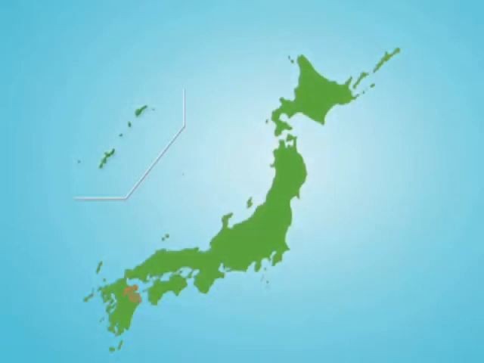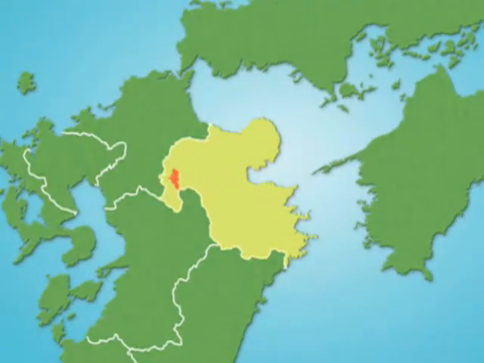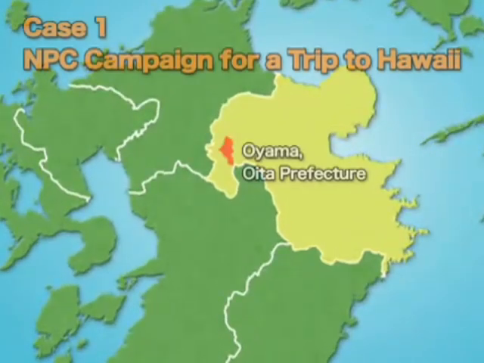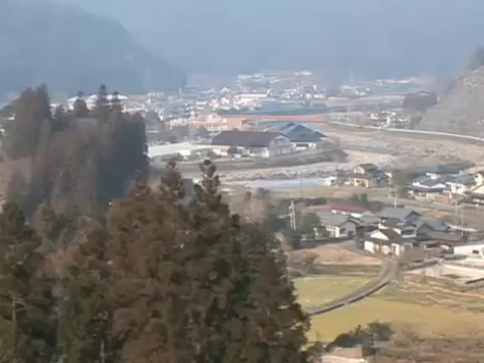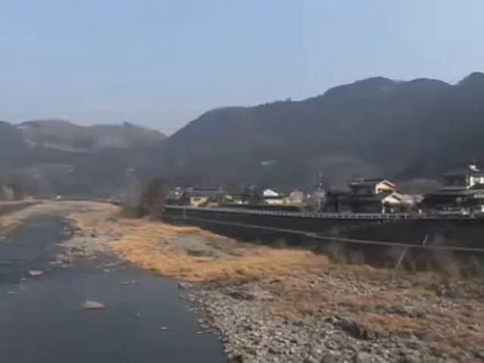Kyushu is a large island in southwest Japan. Oyama is a village in the northeast of Kyushu, in Oita Prefecture. Let's see how Oyama has worked to escape poverty by promoting agriculture. Oyama is a small village surrounded by mountains.